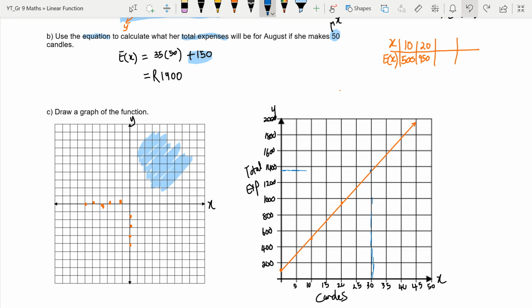Or we can look at it the other way and say, okay, let's have a look on the graph. After she spent 2,000 Rand, let's see how many candles she would have made by then. And that looks like, well, that is accurate. According to the graph, if we read it off the graph, that would be roughly 45 candles.